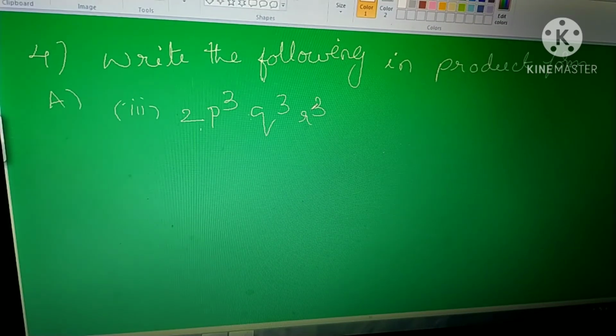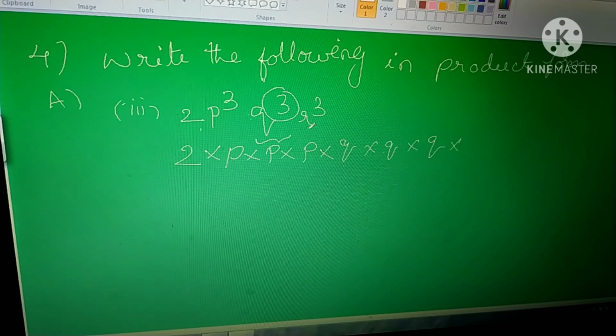Now see this one, 2 p cube q cube r cube. This is also multiplication in a simple way. So 2 is repeated one time, so write down that one. After that give the multiplication symbol. After that p power 3. In the power we have 3, that means p is repeated 3 times. So write down 3 times with the multiplication symbol. After that go for the next variable q. Q power 3. In the power we have 3, so we have to multiply q 3 times. So write down 3 times.